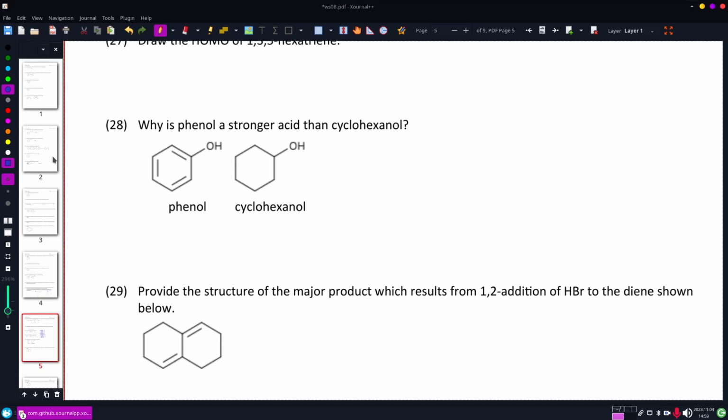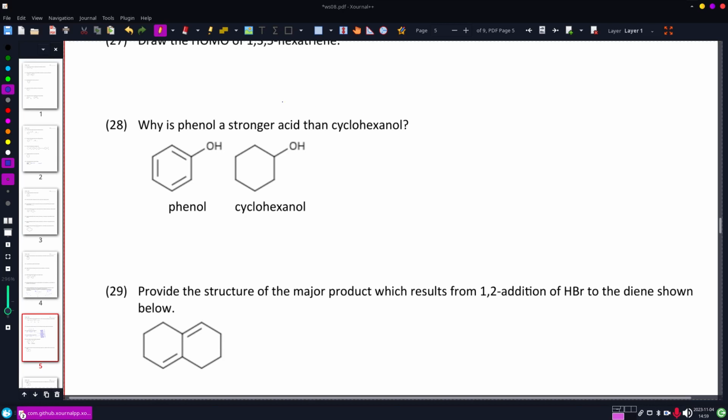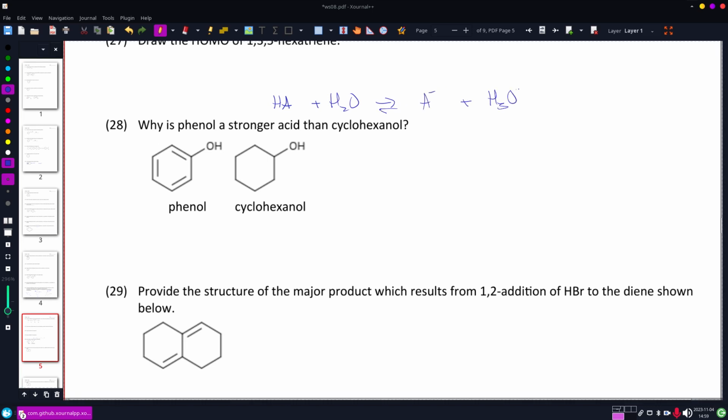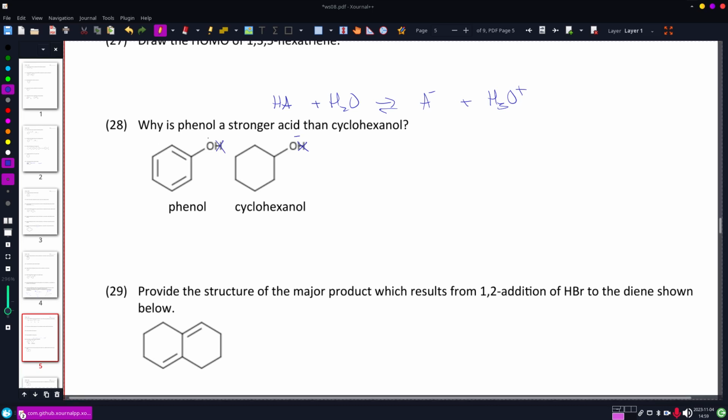Alright, why is phenol a stronger acid than cyclohexanol? Well, if you remember, whenever we have an acid, and this is all acids, when they bump into water, we are just going to simply see the loss of H's and making the H3O. So we want to look at what happens to phenol that's different than cyclohexanol when that H comes off.